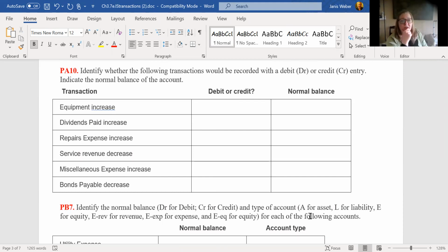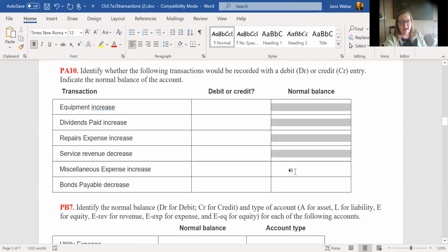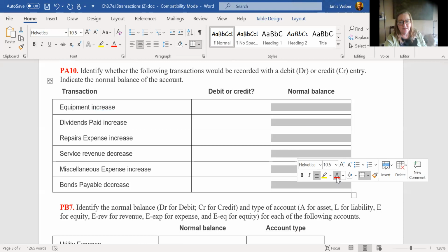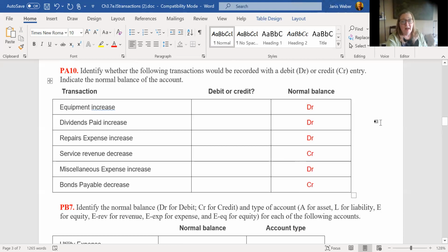Equipment: this is a transaction that might happen, and how would you record it, with a debit or a credit? The other thing you would need to know is what's the normal balance. For me, it's easier if I answer the normal balance first. So for each of these, I could just figure out what the normal balance is and then come back and decide: if it's an increase, it's going in the same direction as the normal balance. If it's a decrease, it's the opposite.